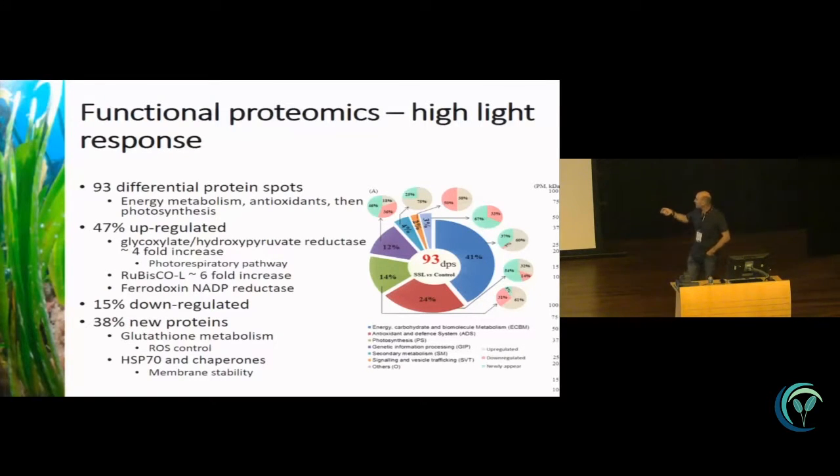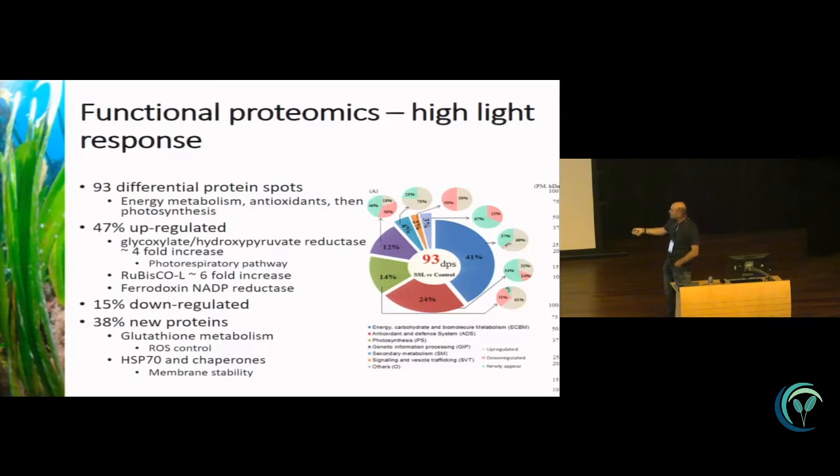So of the 93 proteins, 47% were upregulated. So we've got pyruvate reductase upregulated by 4-fold. Interesting, that's photorespiration. So we put too much light onto the system and photorespiration starts occurring. So this is where our fluorometry can get information from the proteins now. So we can start to see that there's regulation occurring. Rubisco, we've got Rubisco increasing significantly. We've got ferredoxin reductase increasing also.